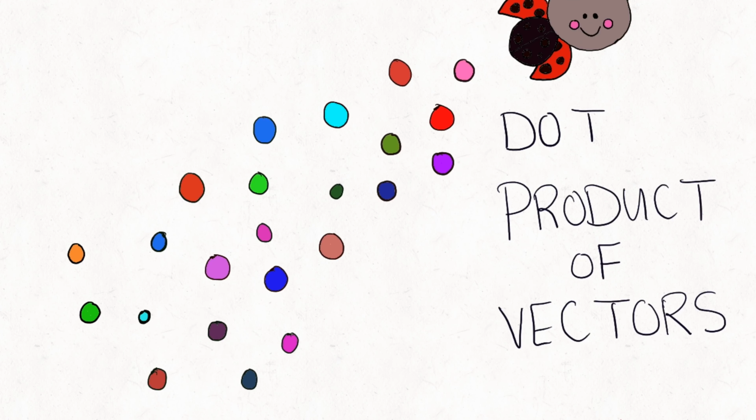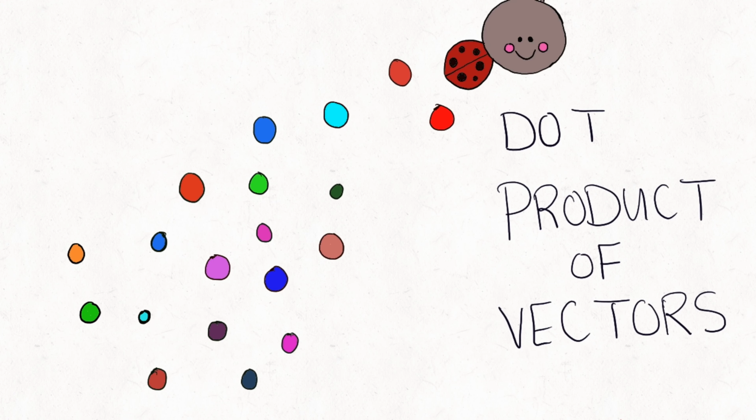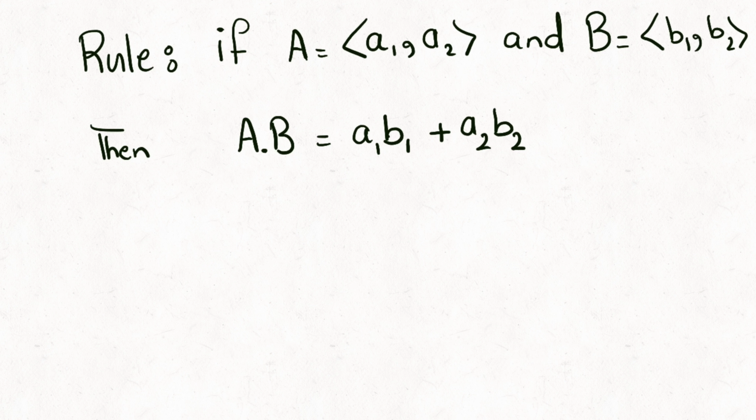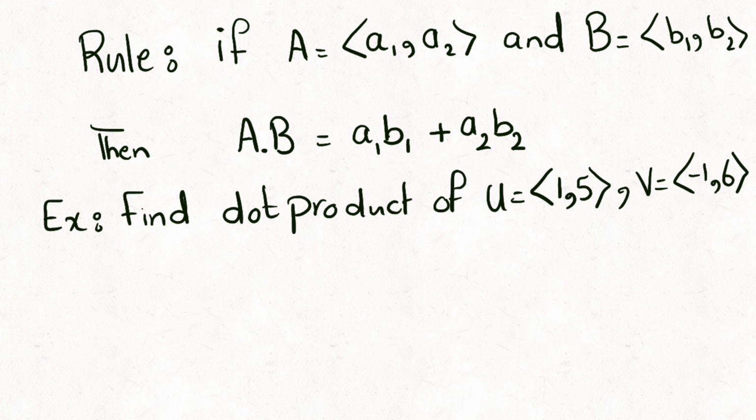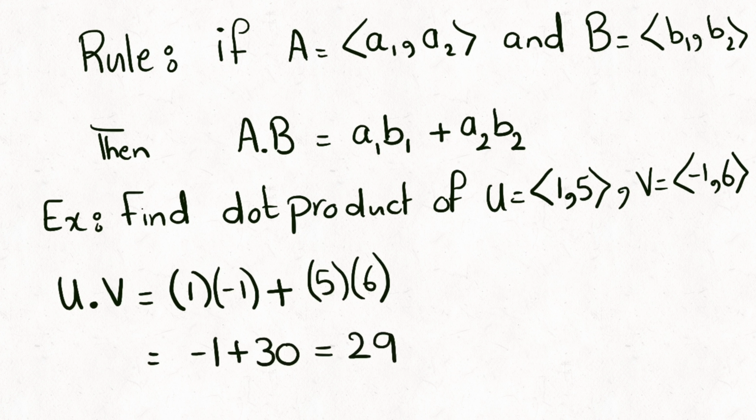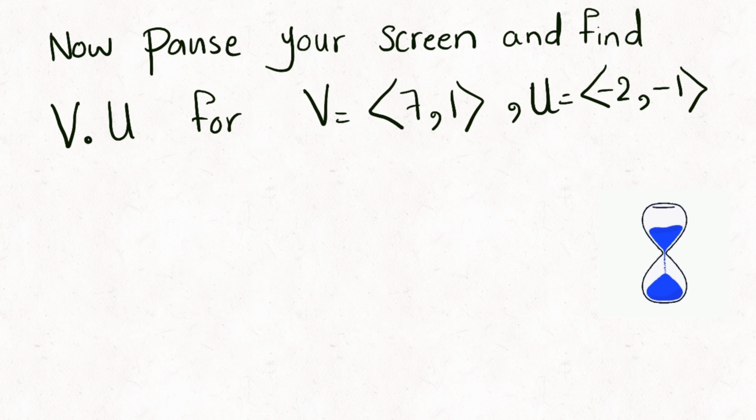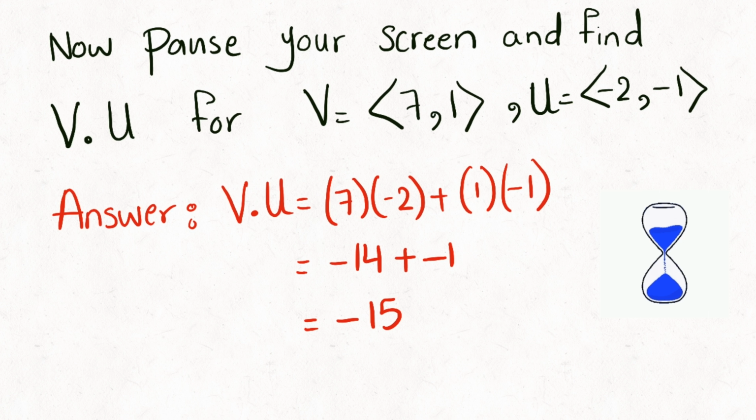Dot product of vectors. If you have vector A and vector B, then the dot product is A1 B1 plus A2 B2, and the answer is always a scalar. Look at the example in front of you. Pause your screen, solve the question, and compare your answers with mine.